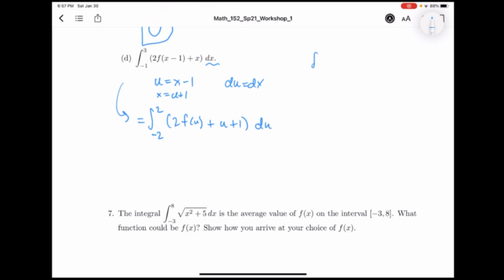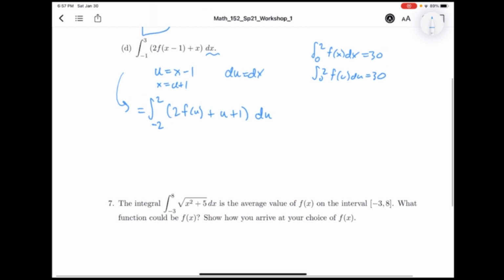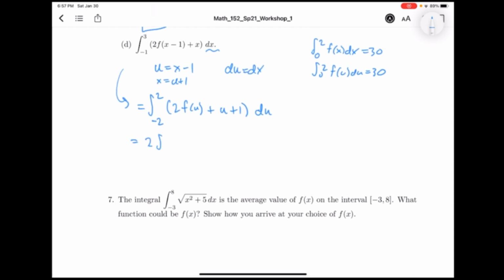The thing to recognize is that if we're given the fact that the integral from 0 to 2 of f of x dx equals 30, then it's also the case that the integral from 0 to 2 of f of u du is also equal to 30, because it doesn't matter what variable we use. So we're just going to break this up. This is going to become 2 integral from -2 to 2 of f of u du, and then plus the integral from -2 to 2 of u du, plus the integral from -2 to 2 of 1 du. U to the first is an odd function, so this whole thing just becomes 0.